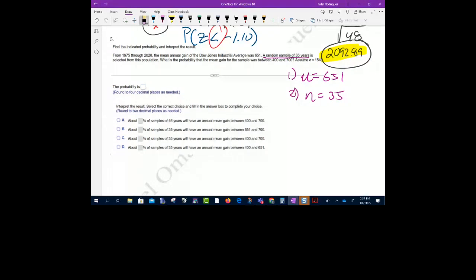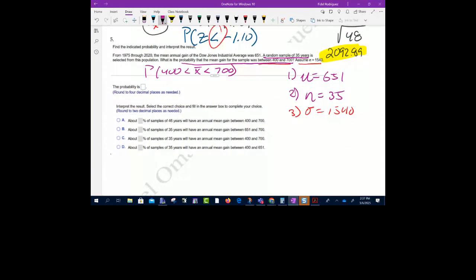Okay, and then right here, y'all, it says, what is the probability that the mean gain from the sample was between 400 and 700? Assume a standard deviation of 1540. Okay, so let's take a look at what they're asking me to do here. They're looking for the probability that our gain was between 400 and 700. Okay. The mean of that sample.